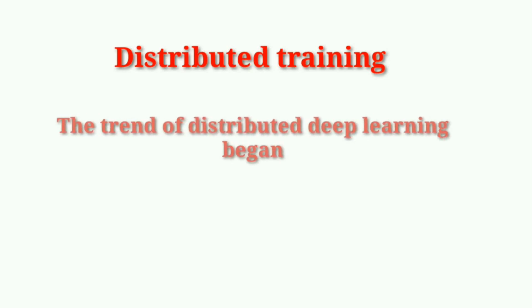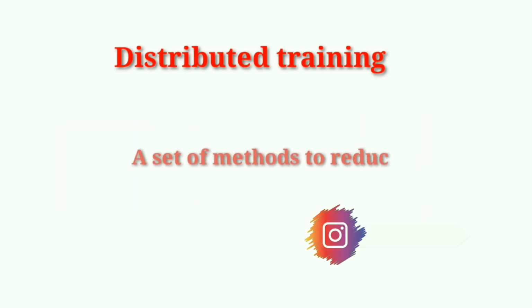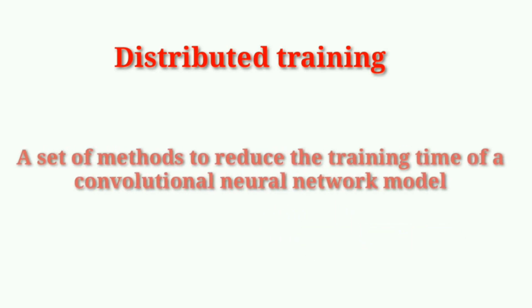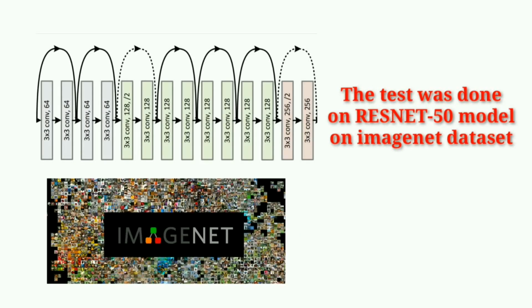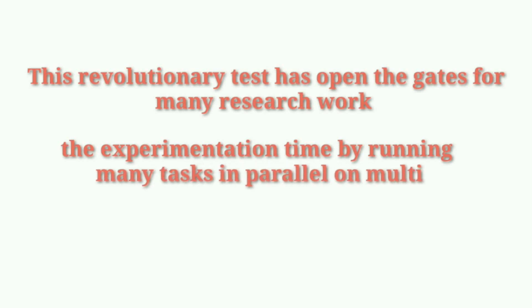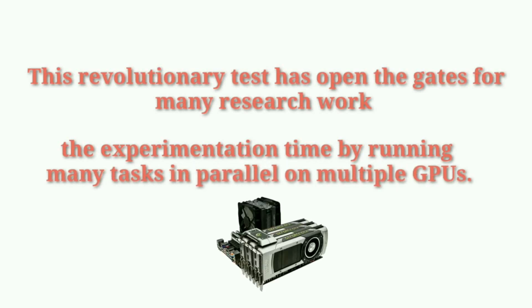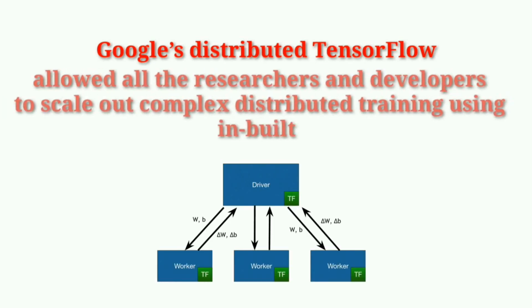The trend of distributed deep learning began in 2017 when Facebook released a paper showing a set of methods to reduce the training time of convolutional neural network models, the CNN model. The test was done on the ResNet 50 model on the ImageNet dataset, which took 1 hour to train instead of 2 weeks. This revolutionary test has opened the gates for much research work which has massively reduced experimentation time by running many tasks in parallel on multiple GPUs.